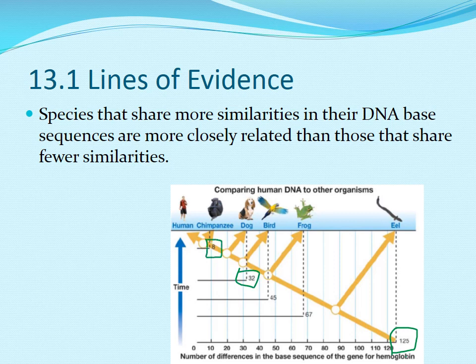Chimpanzees only differ from us in this hemoglobin gene by 8 bases. So we're almost identical in our DNA sequence except for just 8 bases when it comes to hemoglobin. We're very closely related. Therefore, scientists believe we're very closely related to chimpanzees, a little more distantly related to dogs, then a little more distantly related to birds after that, and then farther down the line we become more and more distantly related.